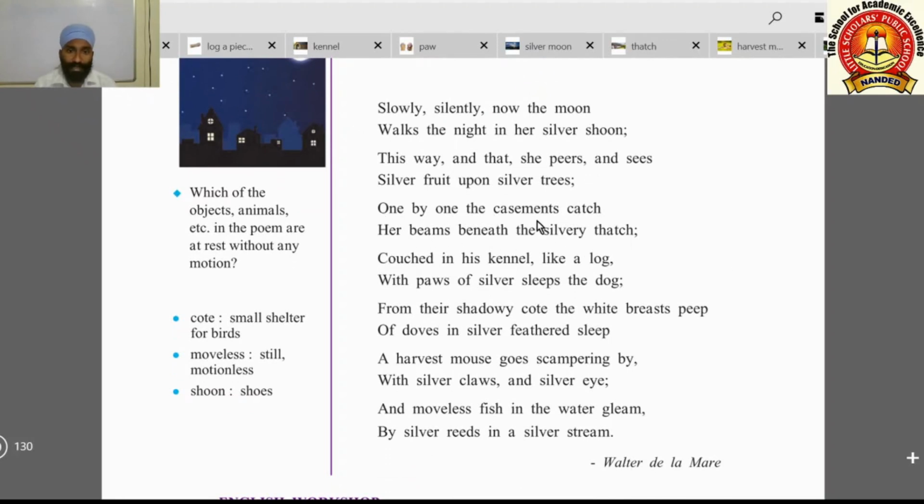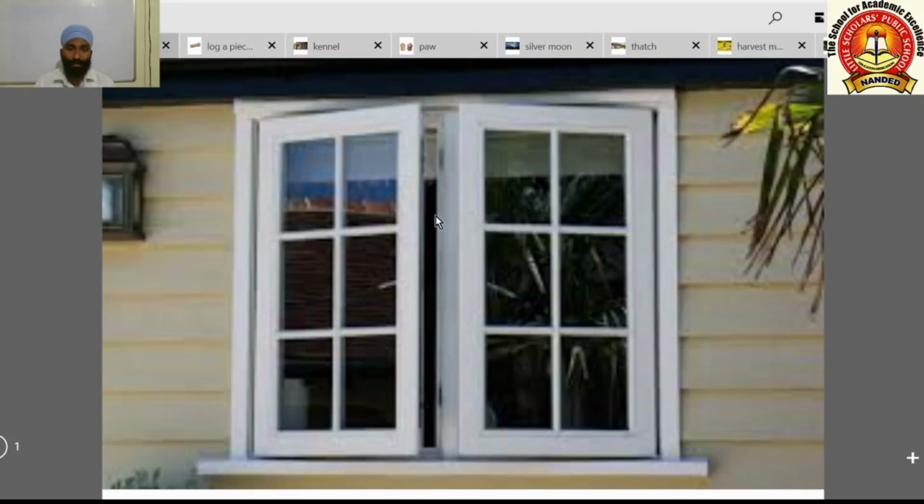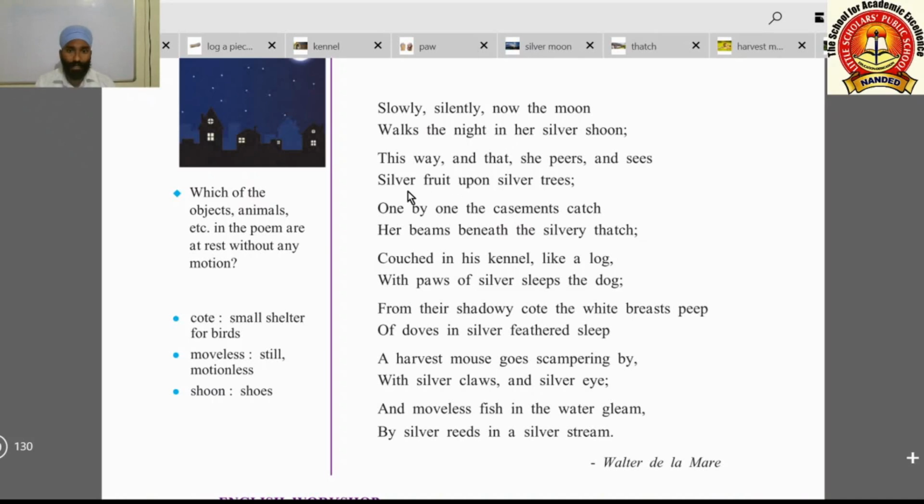One by one, the casements catch. Casements means what? A casement is a part of a window, we can see it in the image. This door of a window you can call it, or it can be in a different way also. An up and down opening door is also called a casement. So these are the casements of windows. They are also catching. What are they catching? The beam. Beam means the light of that moon. Her beams beneath the silvery thatch.